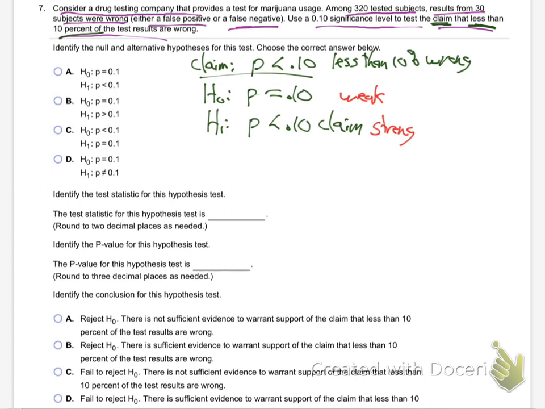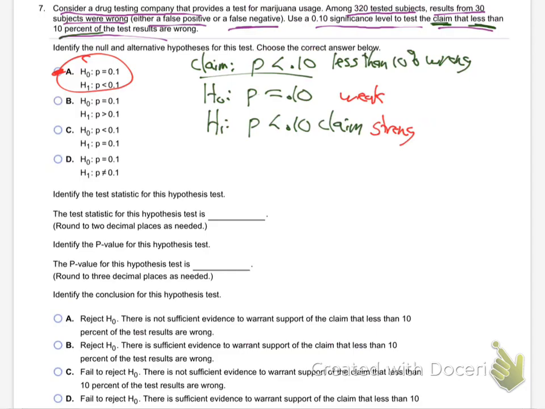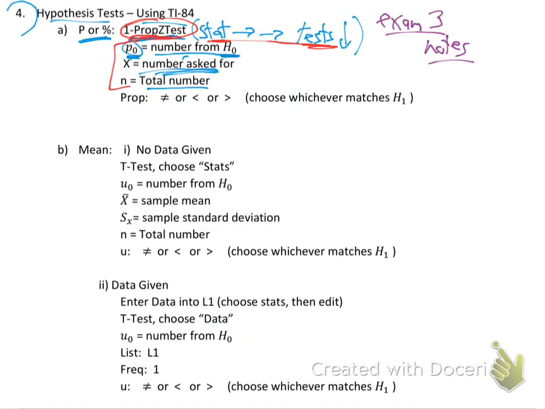So here's our setup. And now let's go on. Put this into your calculator. Here's what you do on your calculator: you go to stats, go over to tests, choose 1-proportion z-test, and put in p0, x, and n. So 1-proportion z-test. And it'll ask you for p0, x, and n.